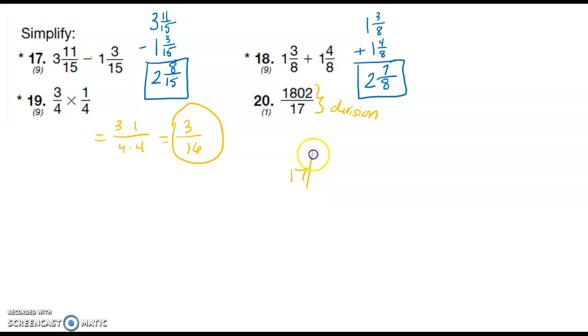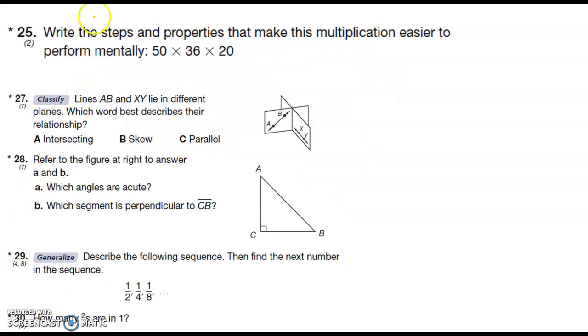Okay, so 17 goes into 1802. Let's see, 17 goes into 102, 102 divided by 17, 6. Awesome. Well, thank you, Mr. Calculator. So the answer to this is 106. All right. Moving right along, write the steps and properties that make this multiplication easier to perform mentally.